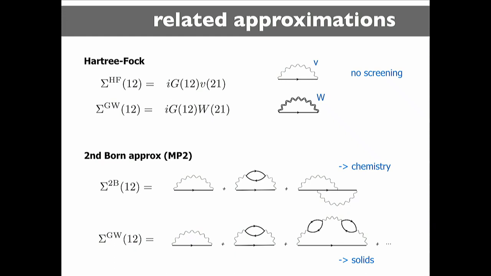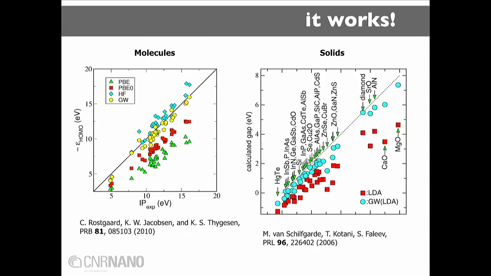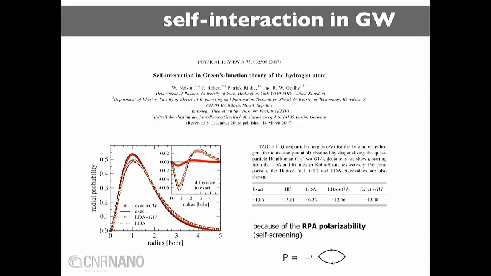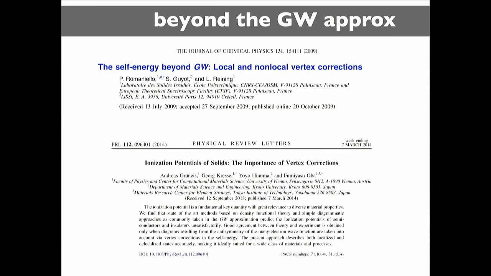GW, on the other side, has a much better polarizability. So for systems that are very polarizable, GW is way better than MP2. Somehow, MP2 actually is used for small molecules in chemistry. So GW works. It's not a secret, it works very well, but as we said, issues, self-interaction is there. I've listed here a number of issues.